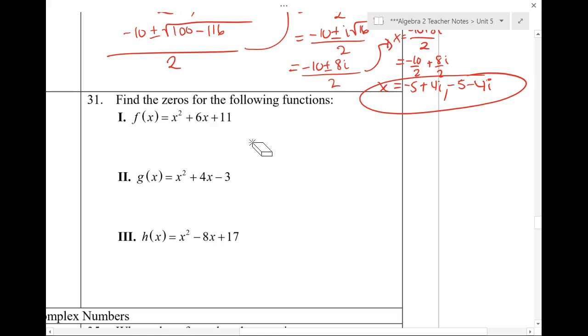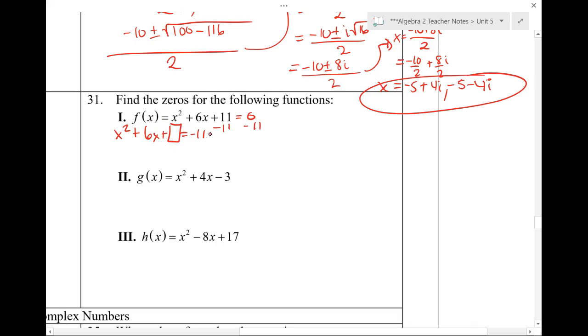Maybe, what if I do completing the square? Okay, so now, instead of just doing straight up factoring, I'm going to set this equal to 0, subtract 11 from both sides, move 11 to the other side, and now it will be negative 11 on the right. And now I'm going to complete the square.